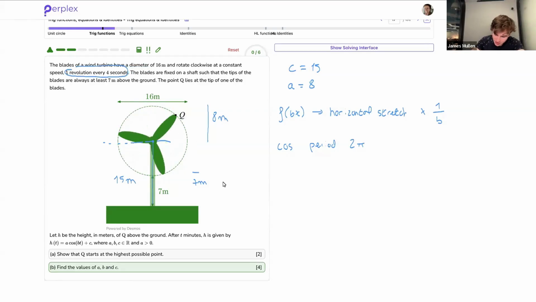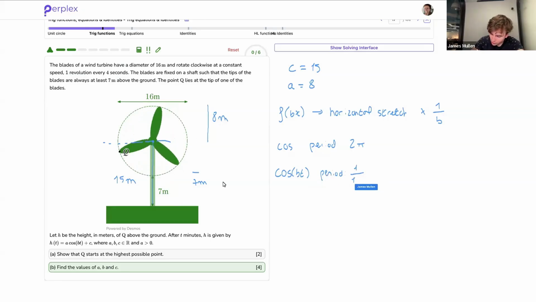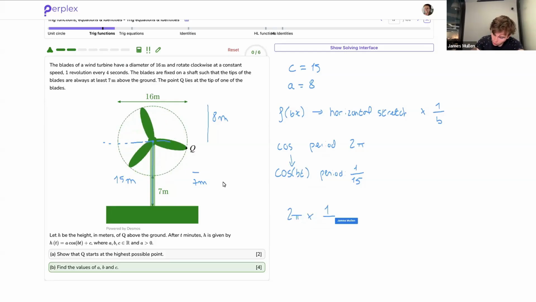There are 60 seconds in a minute, so the period of cosine of b times t is 1 over 15 minutes. What does that mean? It means that when I do 2 pi, which was the original period of the function, and I did my transformation, which corresponded to a scale factor 1 over b, I got 1 over 15.